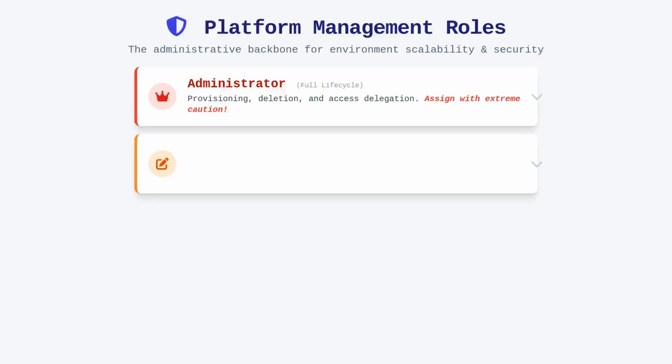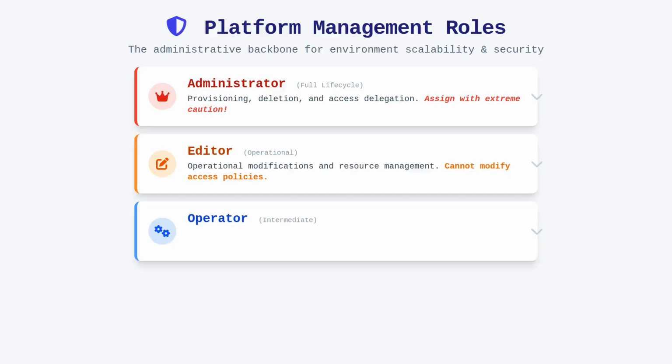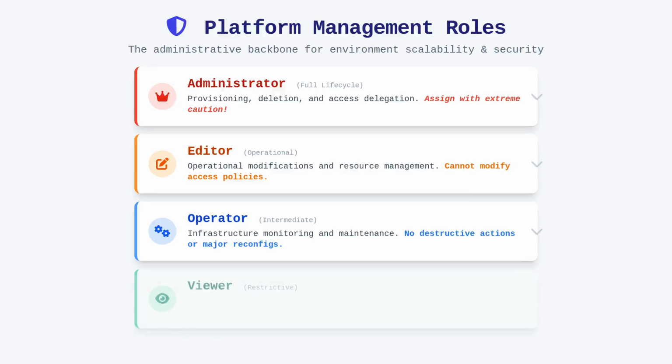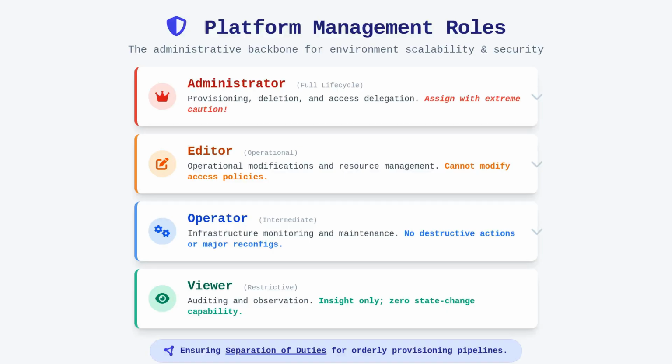Moving down the hierarchy, the editor role allows for operational modifications and resource management, but often excludes the ability to modify access policies themselves. The operator role acts as an intermediate tier, permitting the monitoring and maintenance of existing infrastructure without necessarily granting the power to perform destructive actions or major reconfigurations. Finally, the viewer role is the most restrictive platform role, designed strictly for auditing and observation, ensuring that personnel can gain insights into the current state of the platform without the capability to trigger any state changes. These roles are fundamental for maintaining a separation of duties, ensuring that your provisioning pipelines are as orderly as your production environments.